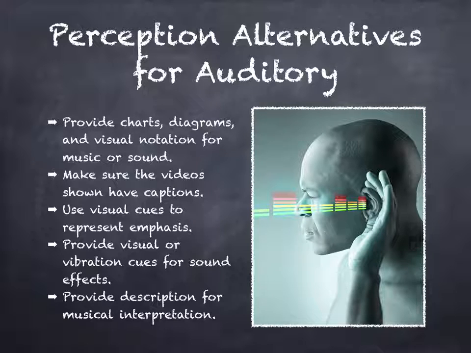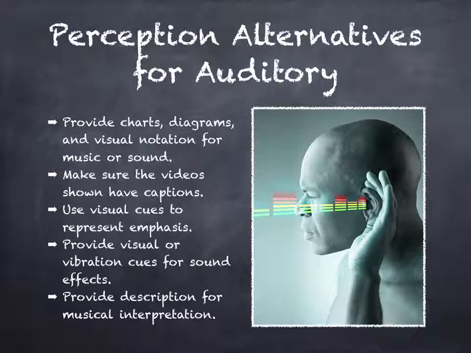Use visual cues for sound effects. So in this image, we've got the various frequencies happening going towards his ear, so that's a representation of sound effects in a sense. Or you can provide description for a musical interlude. You can say, in this song, it is Beethoven's Fifth Symphony, and you can describe it.